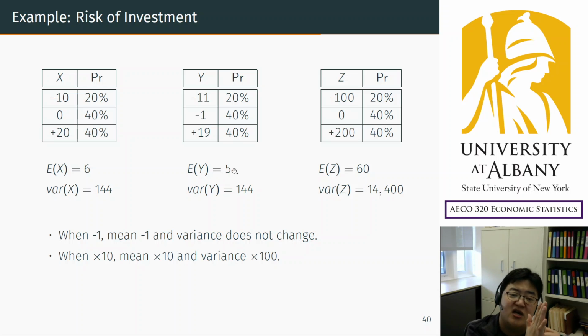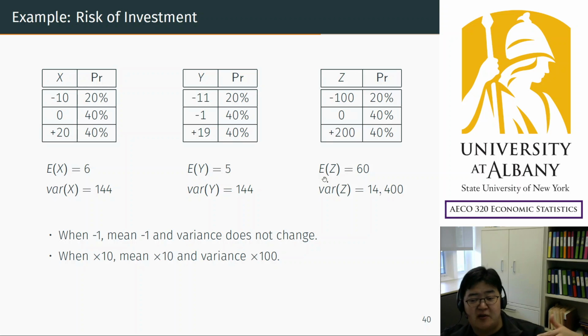Only the central location changes. It's a matter of location, a parallel shift. But when you multiply by 10, then the mean is also multiplied by 10. The center, the mean, is multiplied by the same 10, but the variance is multiplied by 100, right? So you see some kind of pattern. The mean behaves really well.